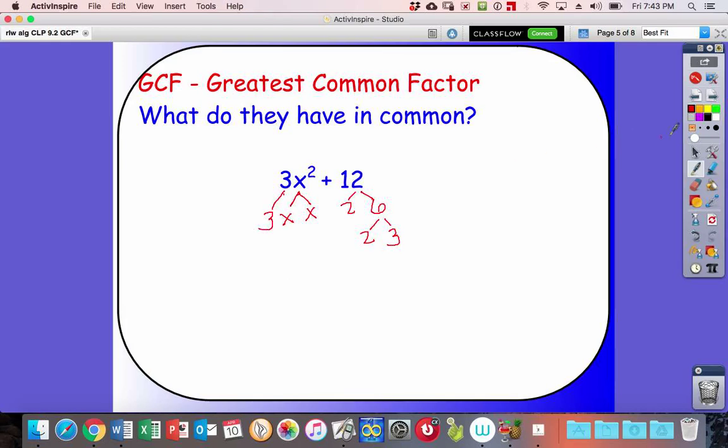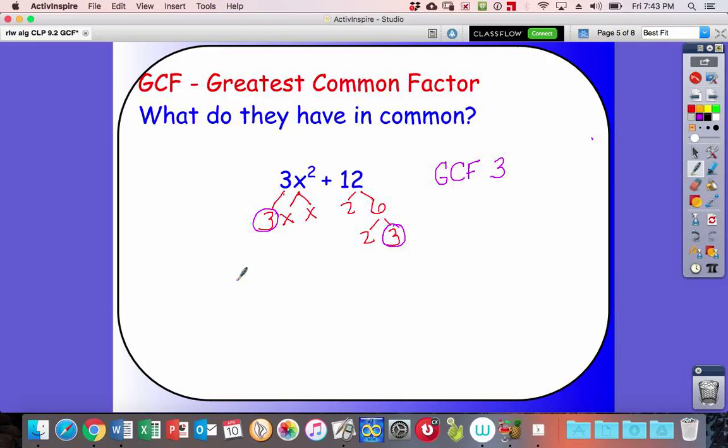I'm going to change my pen color. Okay, what do I got here? Does everybody have a 3? Yep, everybody's got a 3. Anybody have an x? Nope. Nobody else has an x. That's it. The greatest common factor is 3.